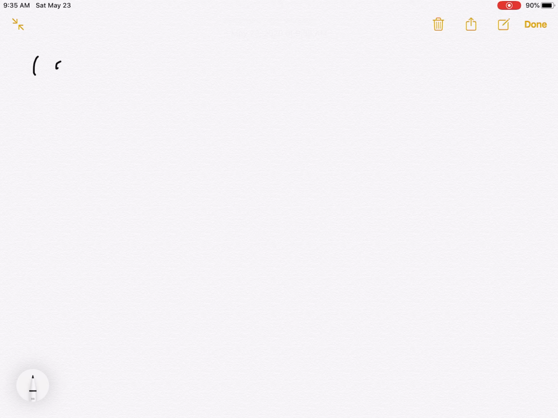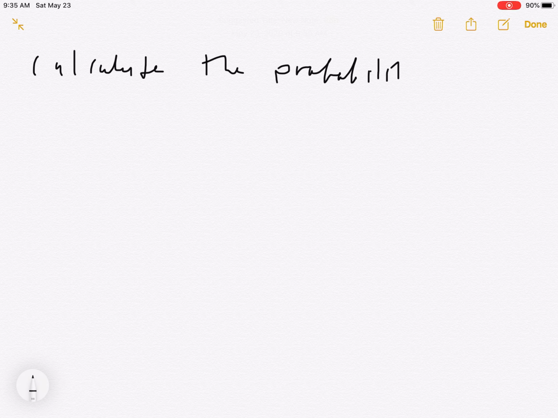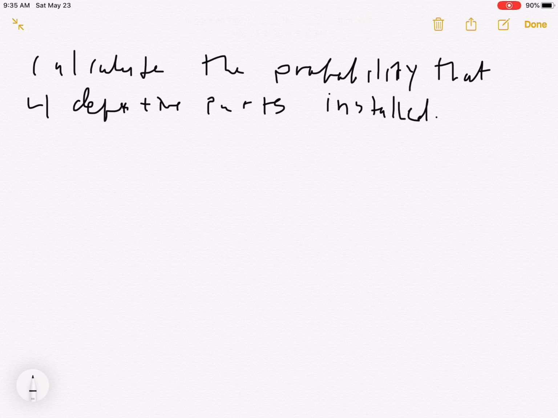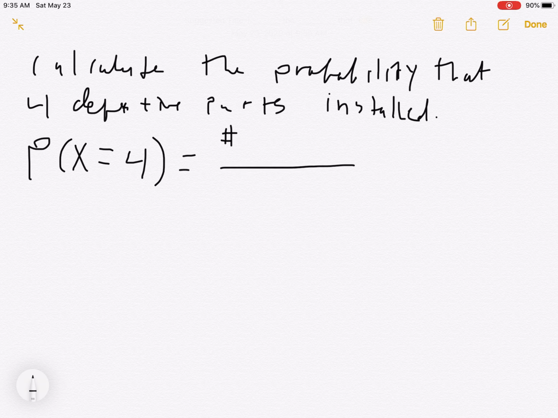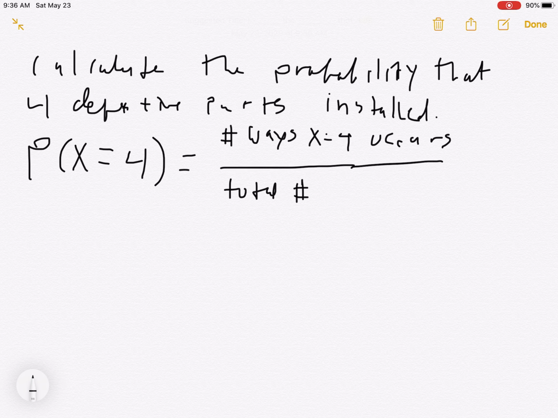I want to calculate the probability that there are 4 parts installed. Okay, and so I'm going to do this. Probability x equals 4. That's what we're asked to calculate. Well, this is the number of ways x equals 4 occurs, going back to chapter 1, divided by the total number of outcomes.